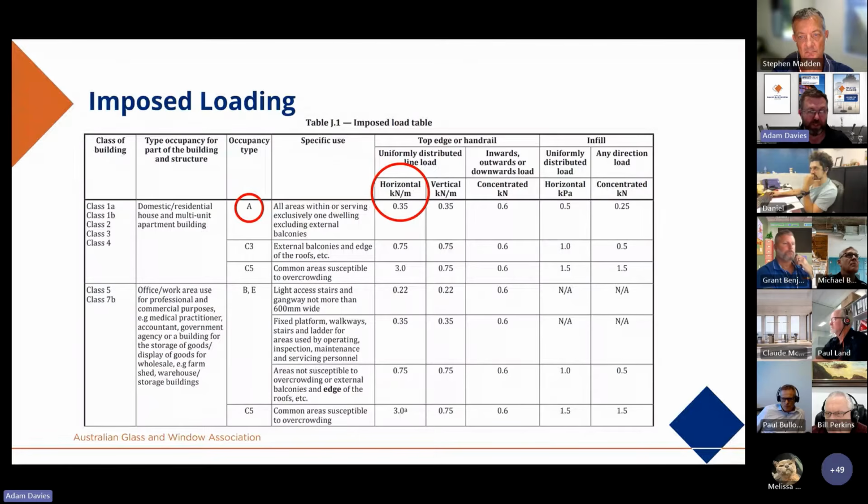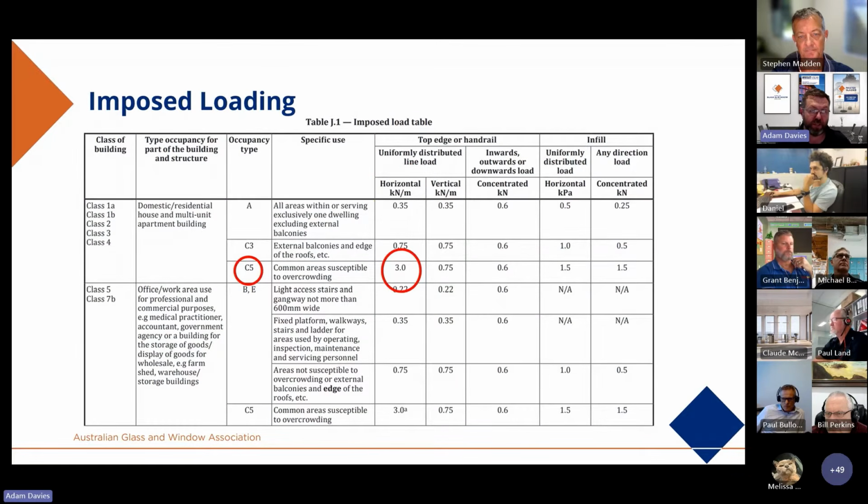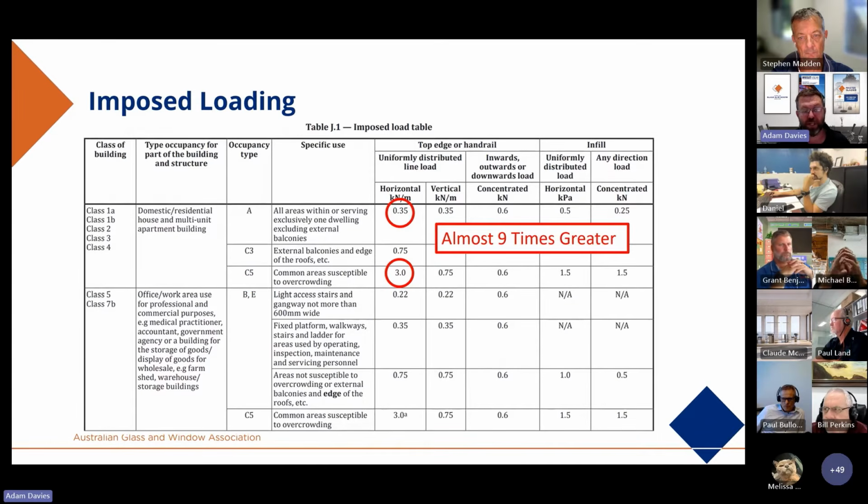We then deviate and look a little bit further down, we can see C5. C5 is the occupancy type for areas subject to overcrowding. That could be within a shopping centre and other such areas where a lot of people can congregate. And obviously that means the barrier must be designed to have the capability to resist a much larger load. In this case, you can see that the uniformly distributed horizontal line load has now gone from 0.35 up to 3 kilonewtons per metre. That is almost 9 times greater load. So it very much is not a one size fits all. It's very specific on the barrier type and its location.